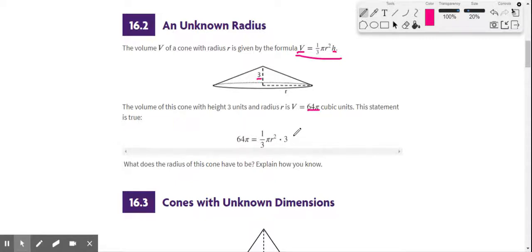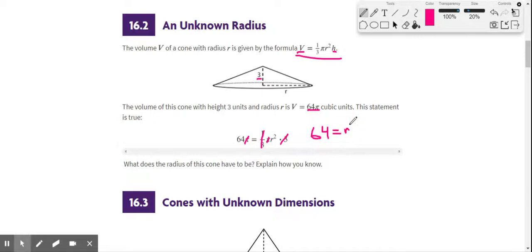So now how do I figure out what the radius is? The first thing I notice is that I have pi on both sides. So if I were to divide this entire equation by pi, I'd be able to cancel both of those out. I also notice that I have 1/3 times 3, which would be 1. So I can cancel all of that out. So what I'm left with is 64 equals the radius squared.